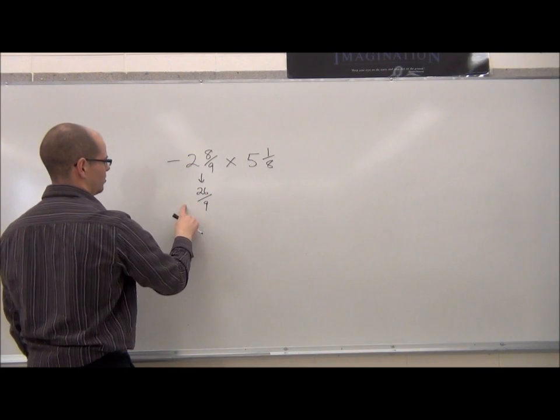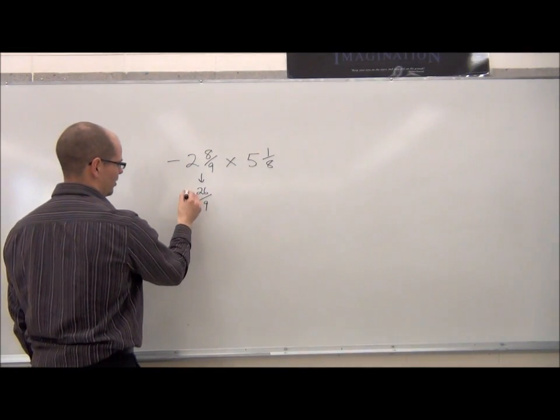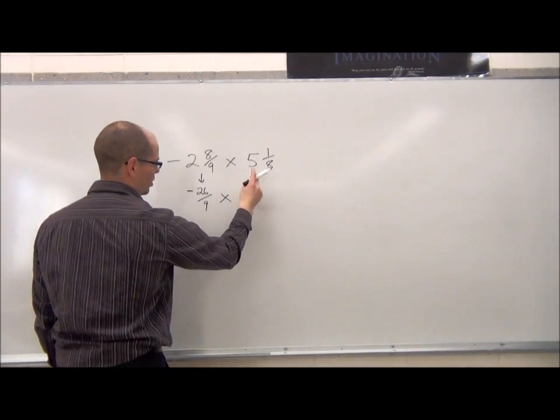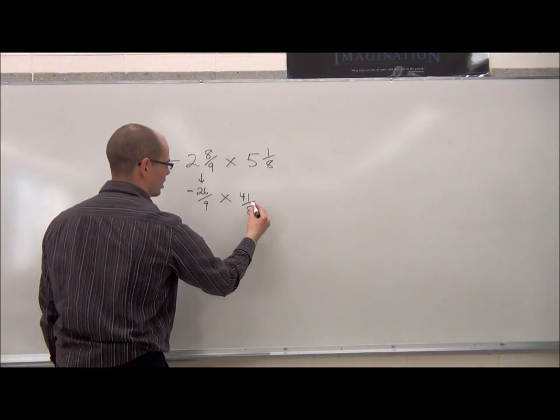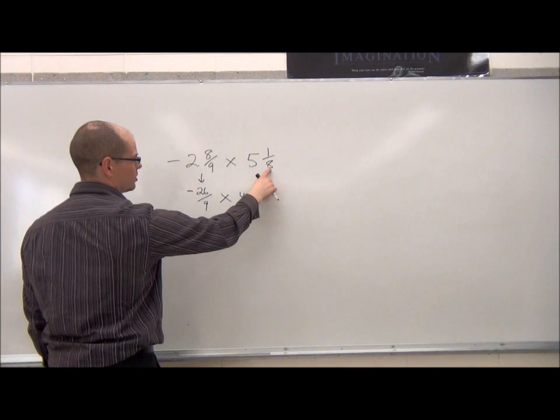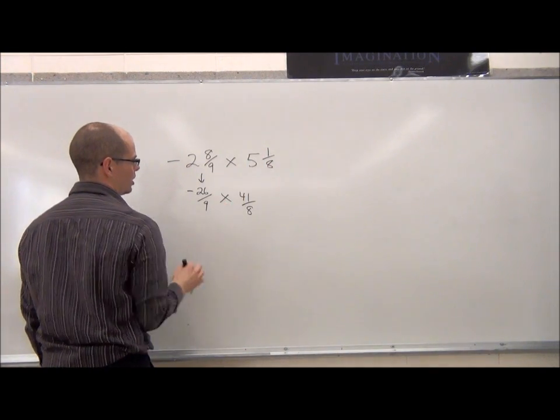These are the same, but this one's easier to work with. Again, we have a negative sign there. On the other side, 8 times 5 is 40 plus 1. This is the same as 41/8. So you can look at that as this is 5 groups of 8 out of 8 plus 1 extra eighth.